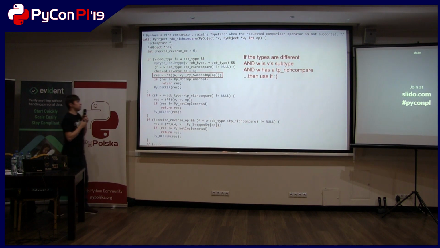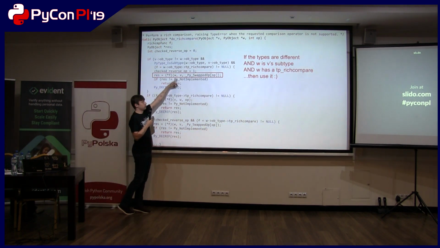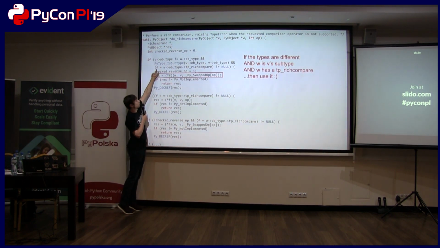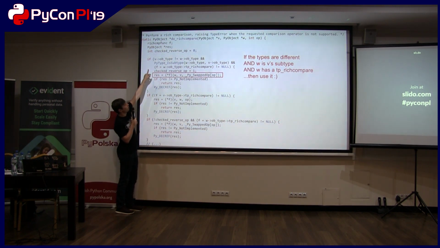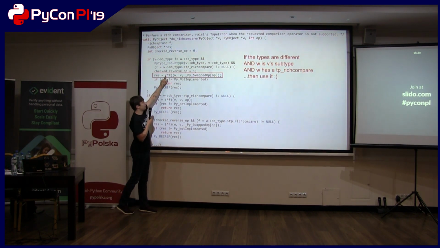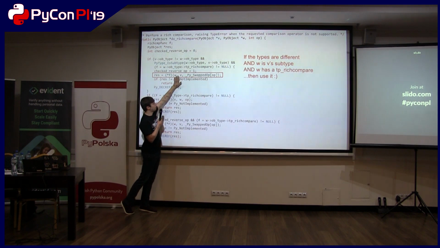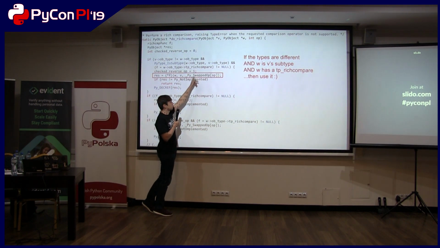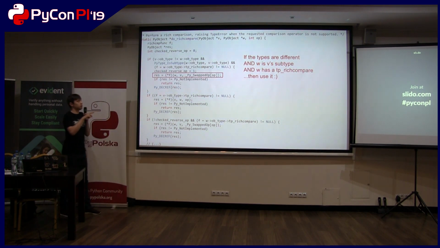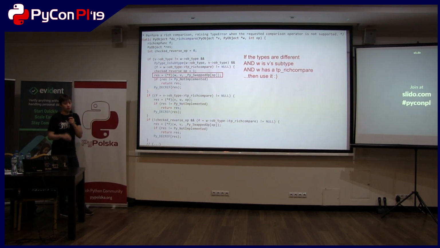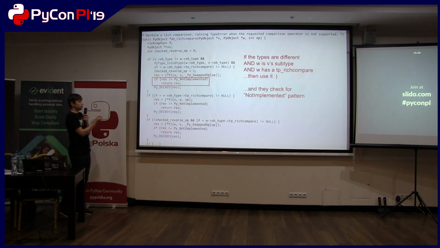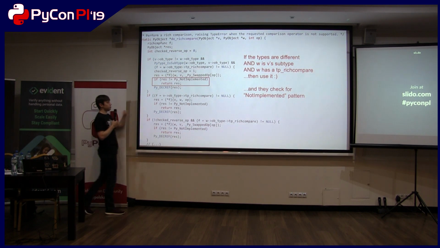So if that's the case, there's some checked reverse operator which is assigned to 1, but then the f, which was assigned here, this rich compare func f, it's called. The function is called, and w and v are passed, and there is a swapped operator mapping, because we swapped the operator left and right sides. And if this result is not NotImplemented, they return this result.